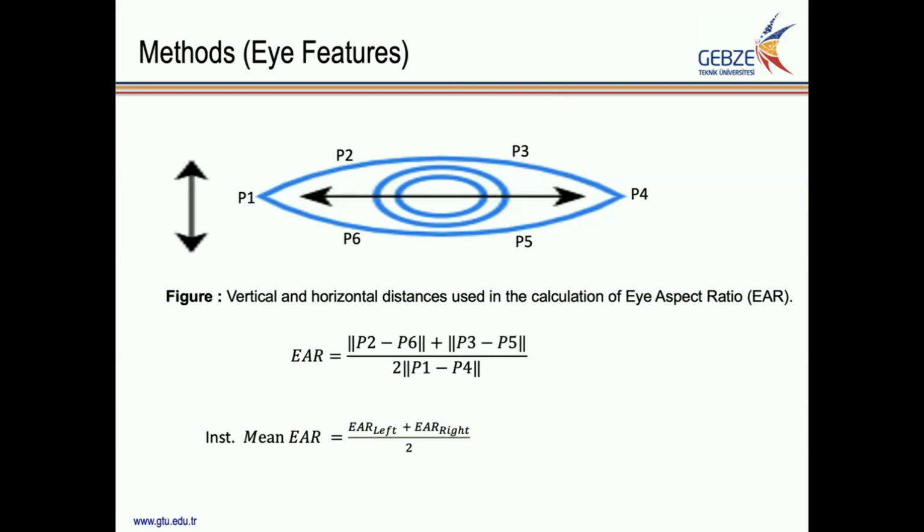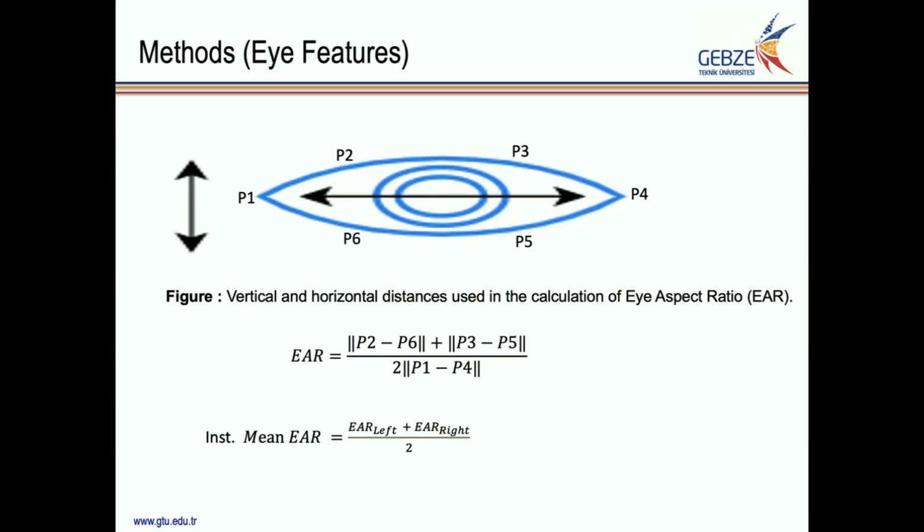So eye aspect ratio is the average distance of the eyes, we can say the vertical distance compared to the horizontal distance. This is going to be an eye aspect ratio. Again, this may change from person to person, as I said before. And also because of the two eyes, we can get an average of the eye aspect ratio, and then that one is going to give us the instantaneous mean eye aspect ratio.